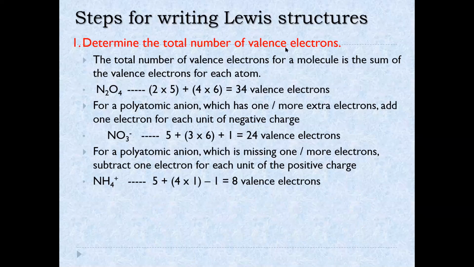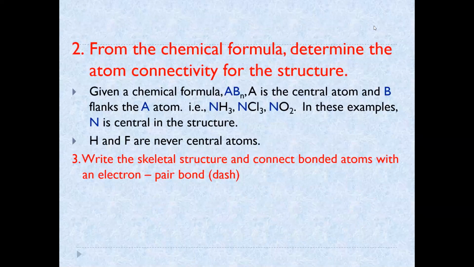So let's move on. The first step in writing a Lewis structure is to determine the total number of valence electrons. The next rule is that from the chemical formula, determine the atom connectivity for the structure.